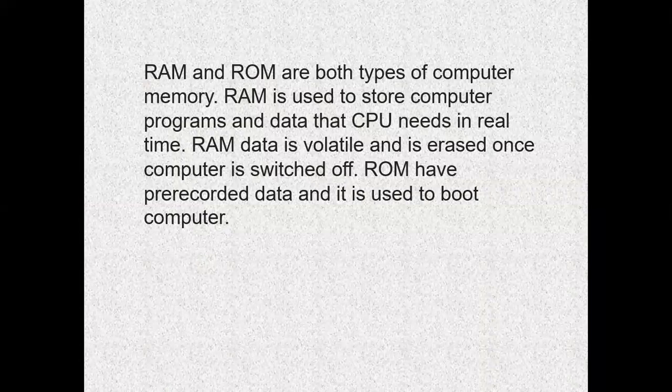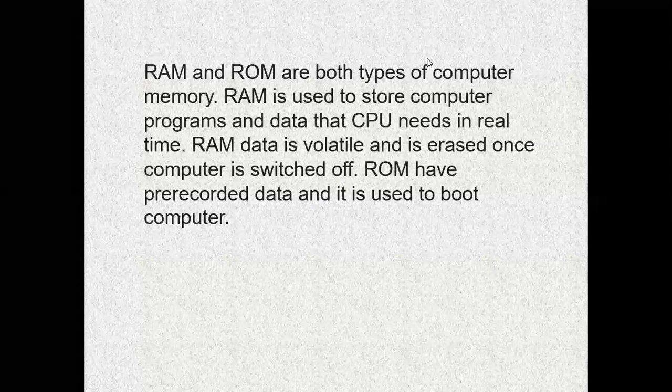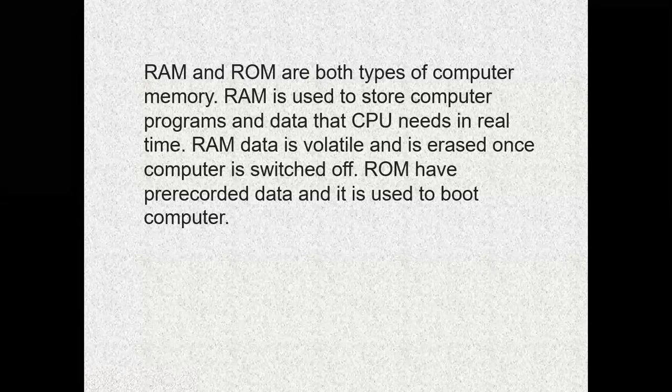So if we talk about RAM and ROM, what is the main difference between them? RAM and ROM are both types of computer memory. RAM is used to store computer programs and data that the CPU needs in real time, and RAM is a volatile memory. It is erased once the computer switches off. Volatile memory means temporary memory.